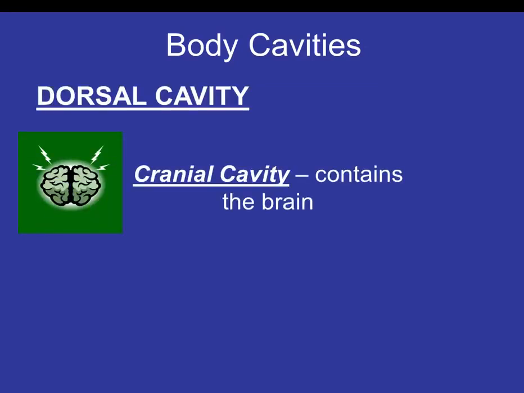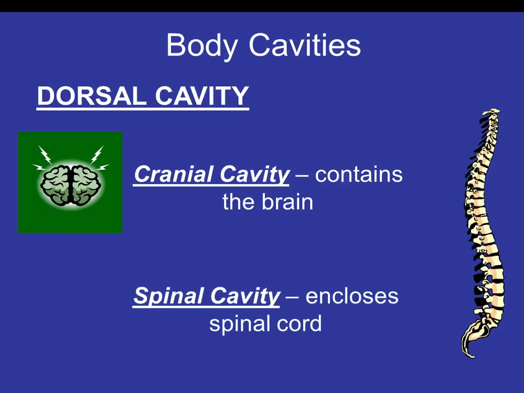So within the dorsal cavity, your dorsal cavity contains your cranial cavity and your spinal cavity. So your cranial cavity contains the brain. Spinal cavity encloses the spinal cord. Those are the two cavities located within the dorsal cavity on the back side of the body.